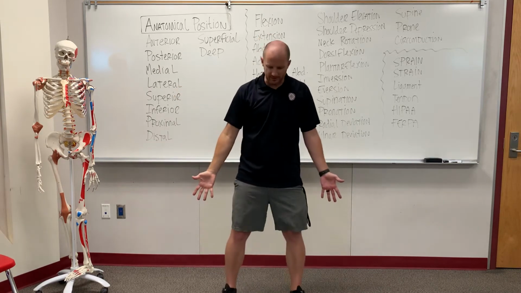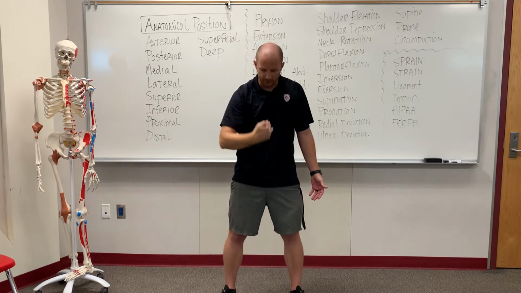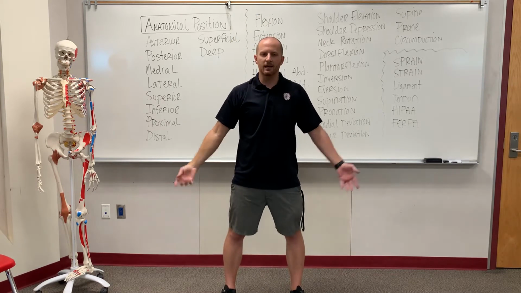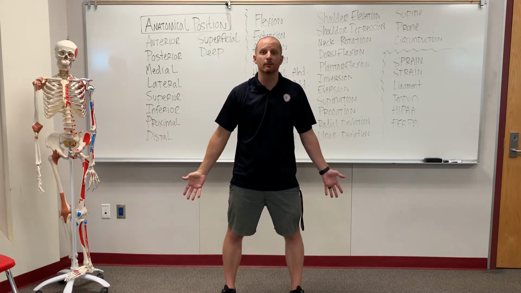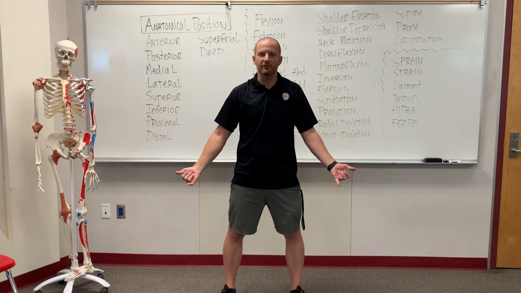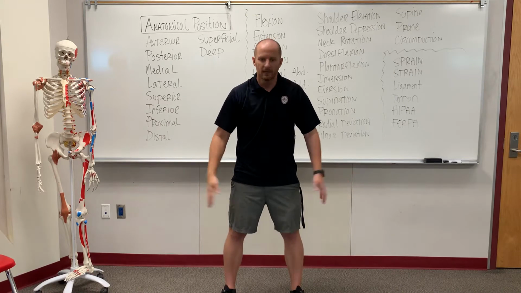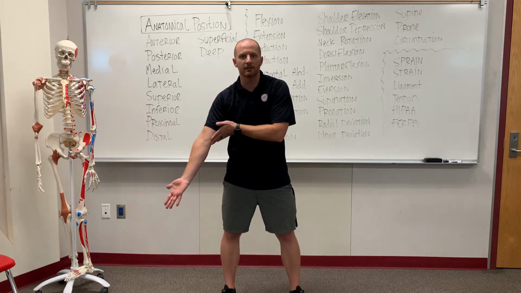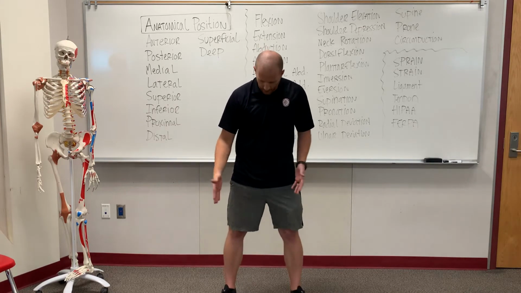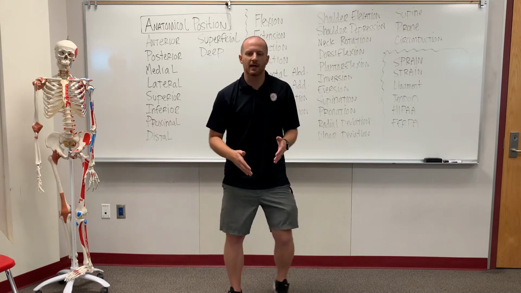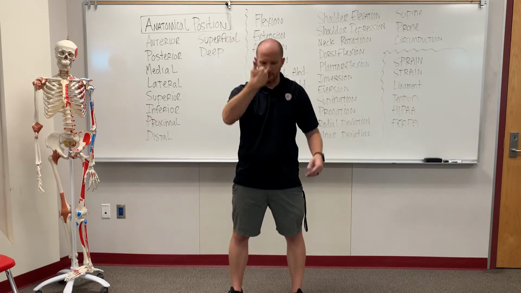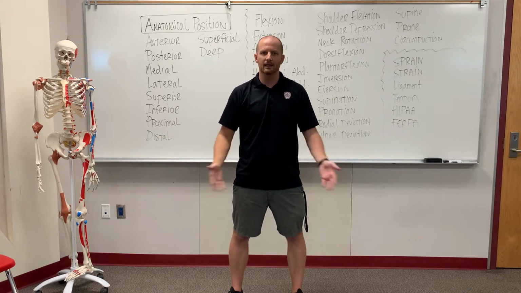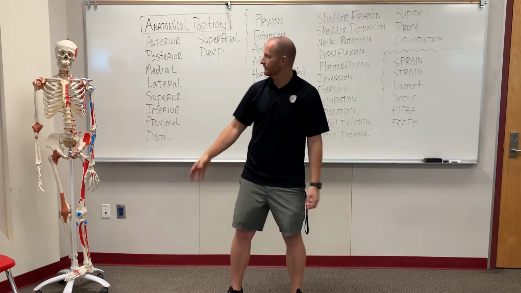Medial. Imagine I'm in anatomical position and I draw a line directly through the center of my body, through my nose, through my belly button, through my legs. Anything closer to that line is going to be considered medial. So my pinky fingers are more medial than my thumbs. This is the medial side of my knee. In anatomical position, this would be the medial side of my elbow. The inside of my foot is the medial side of my foot. Again, if I drew that imaginary line down the middle of my body, anything closer to that midline is going to be considered medial.